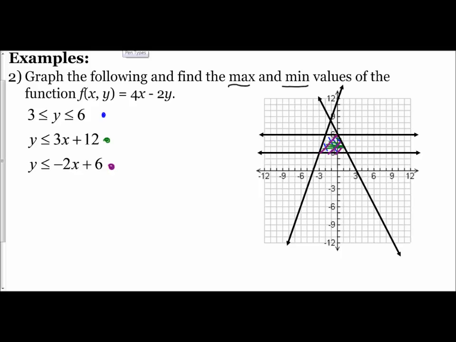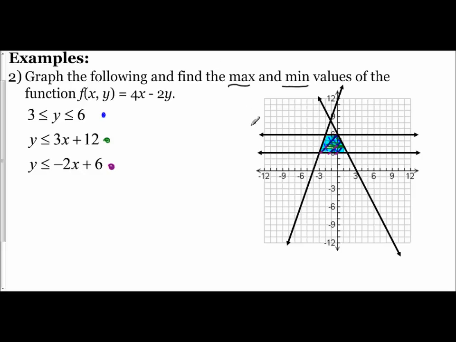So let's highlight that region like we've been doing. And so if I highlight that region, this is the feasible region. This is the solution space for this system of inequalities. And so now we apply our linear programming technique. We need to find the coordinates of our vertices and use those coordinates inside the functions.